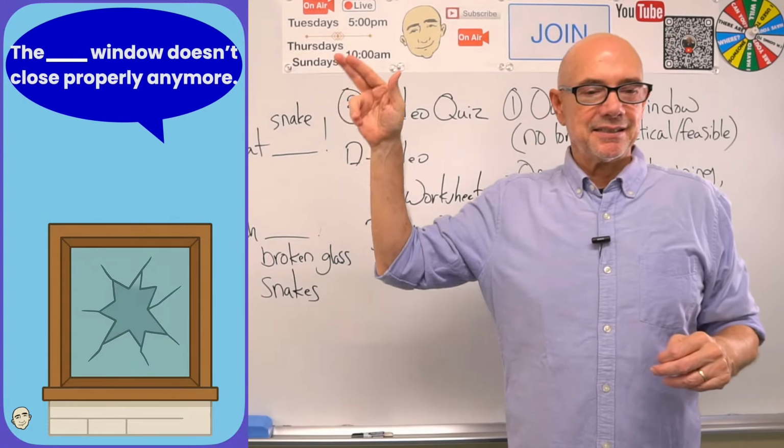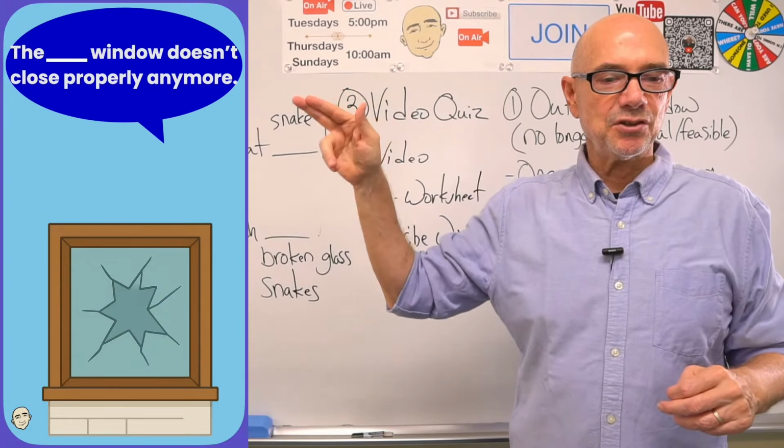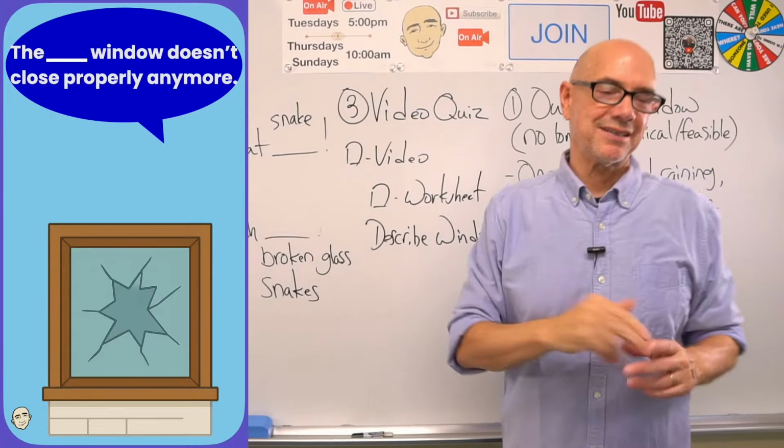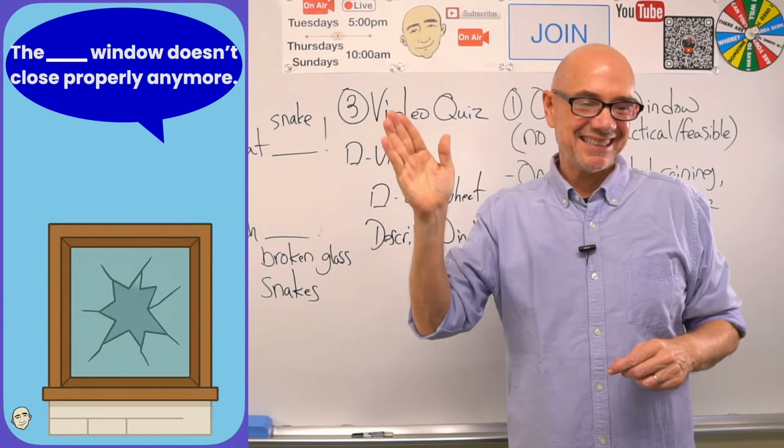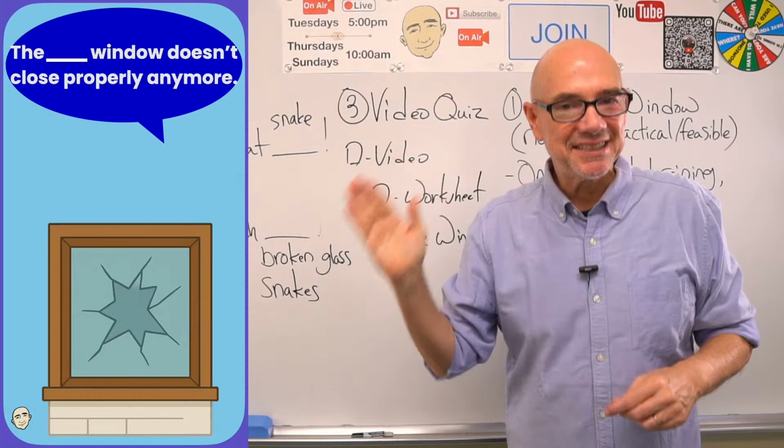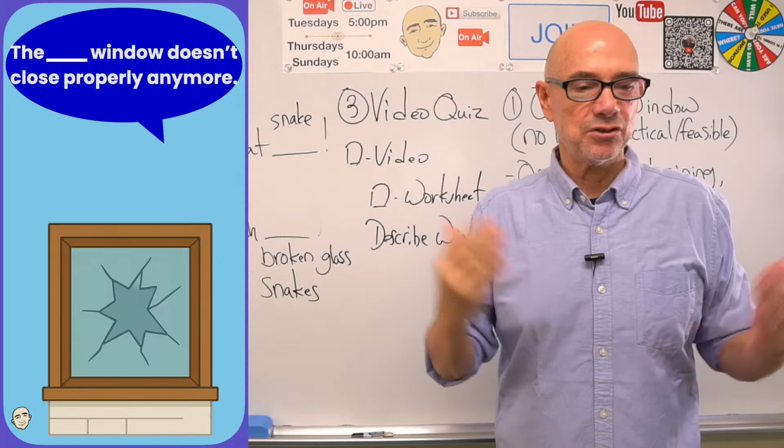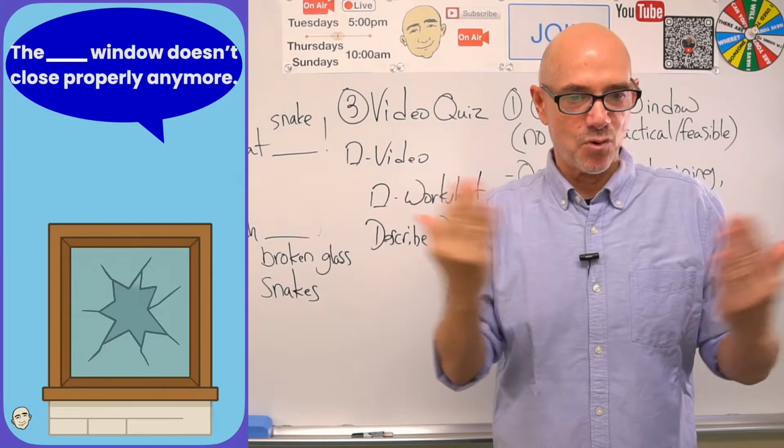Okay, our next sentence. The window doesn't close properly anymore. The window doesn't close properly anymore.